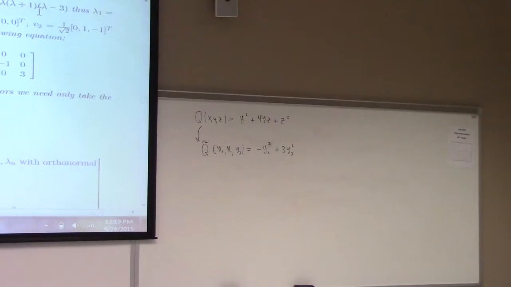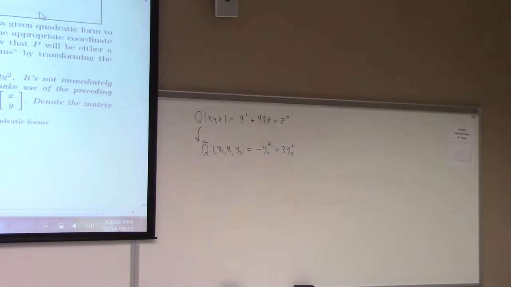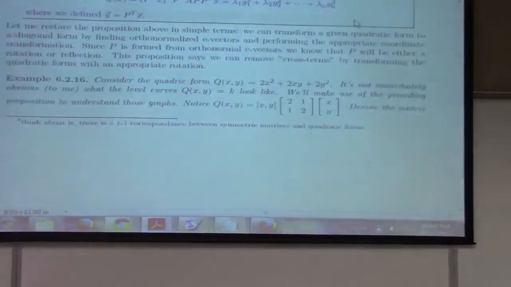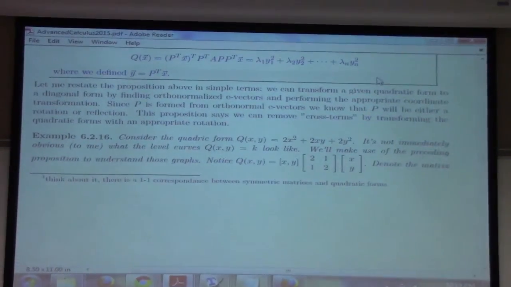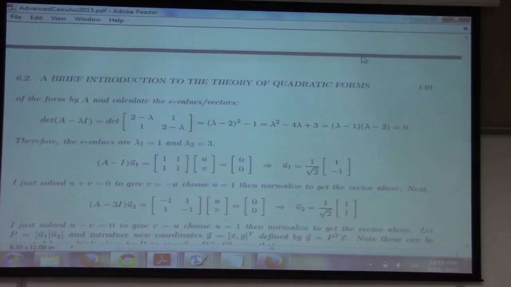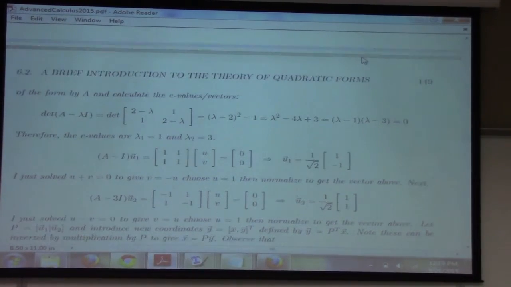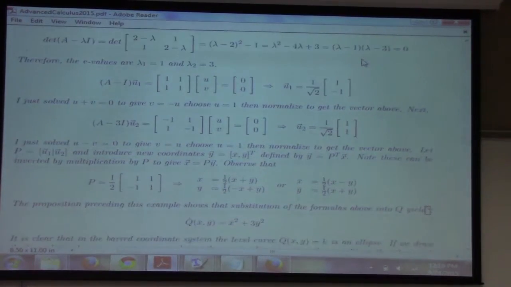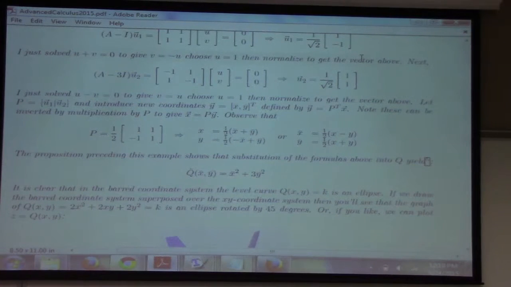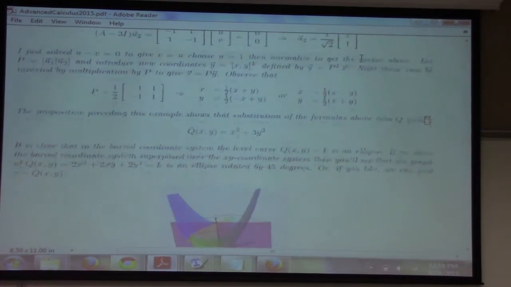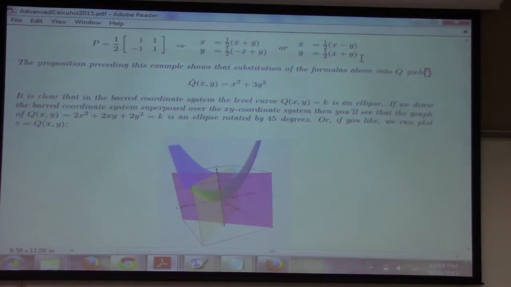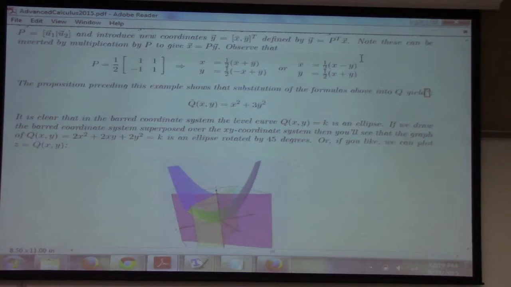Let's see if I... So I have some better pictures. Here's another one. Here's a quadratic form, 2x squared plus 2xy plus 2y squared. If you find the eigenvalues, they're 1 and 3. Those are the eigenvectors, (1, 1) and (1, minus 1), essentially. And here's a picture. So in this example, I have all the details of the coordinate change. How do we get from eigenvalues to eigenvectors?